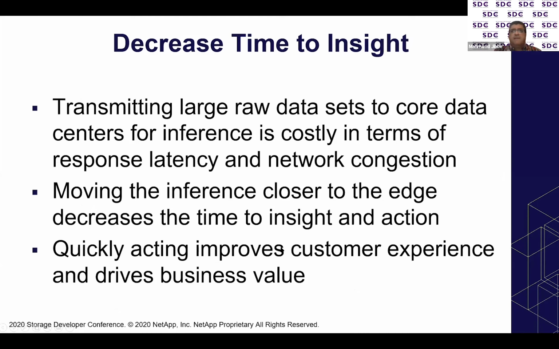So decreasing time to insight. When we transmit large raw data sets to the core, as we said, we're sending the data from the edge devices to the core, so that we can reduce the cost of inference. Inference is costly, and we also reduce the cost in terms of response latency and network congestion. So that's one: moving that large data from block to block gives you that cost reduction.